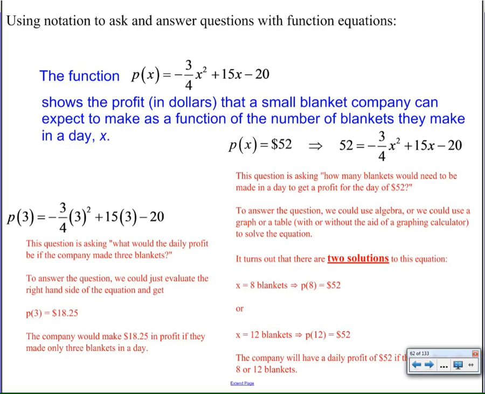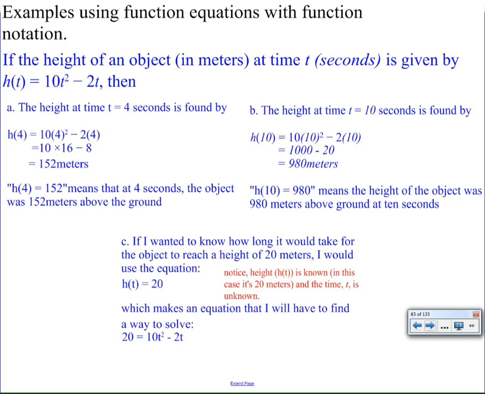That's the mathematics. The English is, the question is asking how many blankets would need to be made for a $52 profit for the day. The answer is, to get $52 in profit, either make 8 or 12 blankets. Now there's more you can do, and we're going to learn that later this year, but for now, this will be sufficient. Some more examples exist in the text that are given to you on the website and by hand.